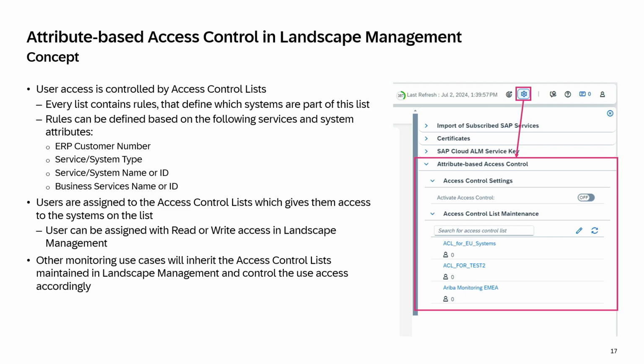And once you have done this, you now assign which users can see what's in the bucket. So you say, okay, user 1 can see all systems which are in bucket A. They cannot see the systems which are in bucket B. Now this is basically what you do in landscape management. And right now, health monitoring already uses access control. Other use cases will follow.